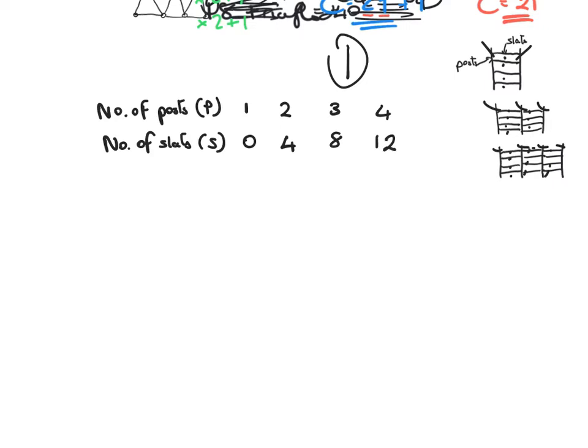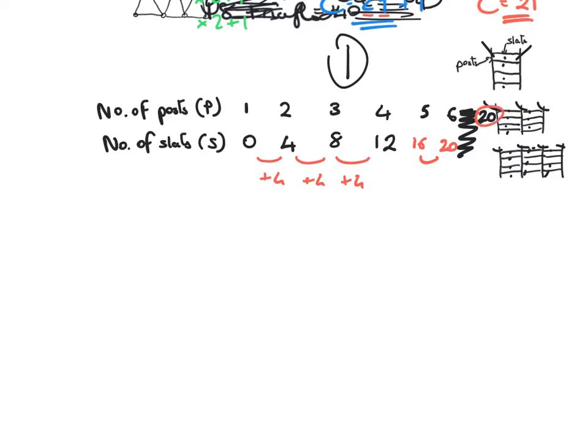The question then asked me to find out what's going on with 5 posts, 6 posts, and then 20 posts. Okay, so we can clearly see that when you add on a post, you add on 4 slats. So it's quite easy then to say for 5 posts I'll have 16, and then for 6 posts 20. Now it's a big jump to go up to 20 posts there, so let's try and find a better way to do it.